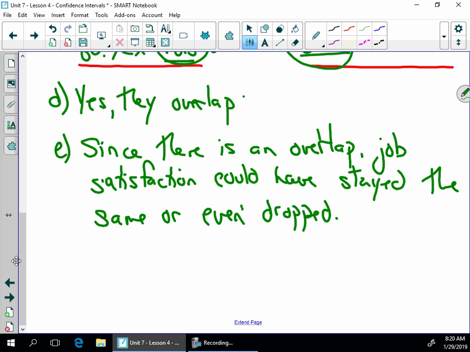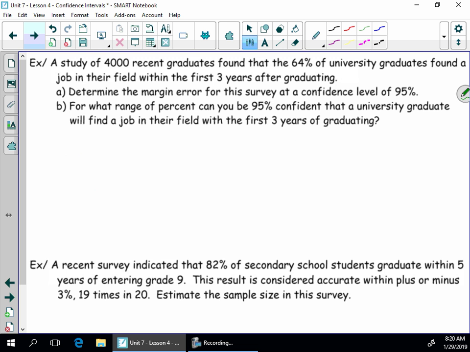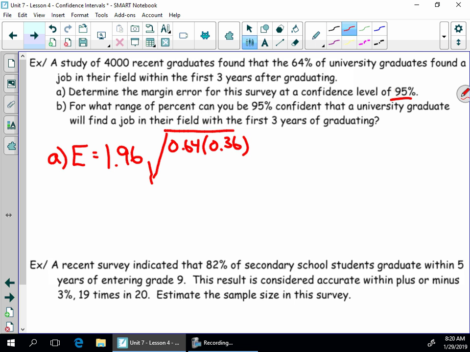Okay, I'll get you guys to try one. So pause the video, same kind of question, give it a try, see if you can figure out how to make this work with the information we're given. Come back to the video after and see how you did. A study of 4,000 recent graduates found that 64% found a job in their field in the first 3 years after graduating. Find the margin of error. All right, so my margin of error at 95% confidence corresponds to a z-score of 1.96. My proportion is 0.64, so failure would be 0.36.